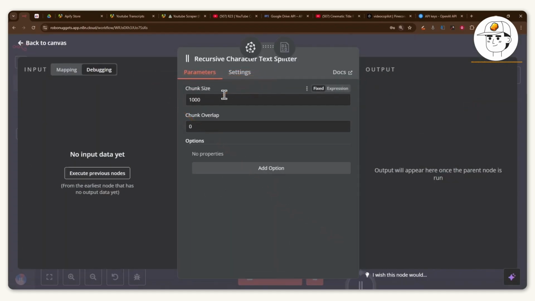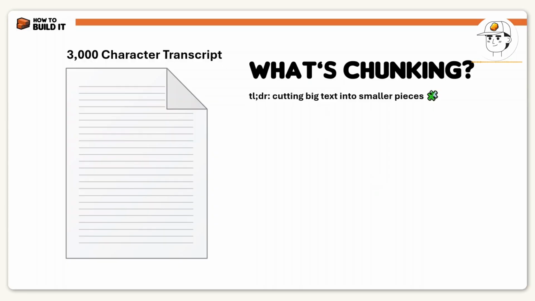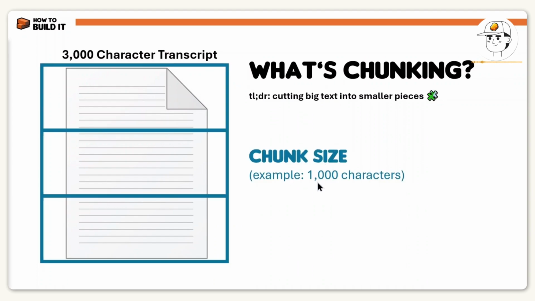What this will now show is it will ask you for the chunk size and chunk overlap. So what are those? And again, if we just step back, because this may affect the performance of your AI agent later on. Basically, chunking is cutting a piece of big text into smaller pieces. So let's say if you have a transcript that is 3,000 characters in length, if your chunk size is 1,000 characters, that means you will get 3 chunks. And it will just divide your transcript into 3 parts. So very simple.